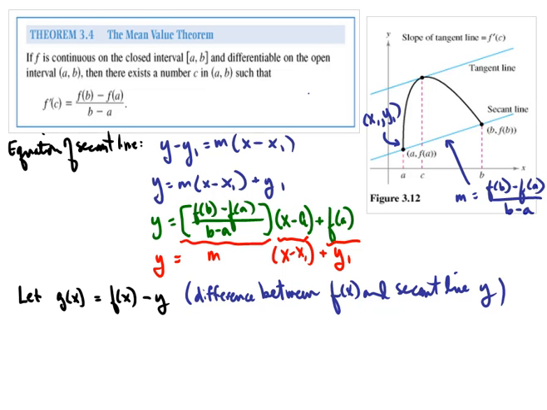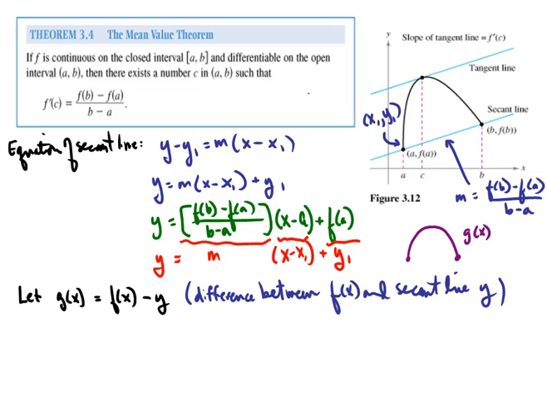Then we introduce a new function g of x, which is the difference between f of x and that secant line y. And you should notice that now that function g of x, by making it the difference between f of x and y, starts at 0 and ends at 0. And so now we have a function where the y value for the left-hand endpoint and the y value for the right-hand endpoint are the same.